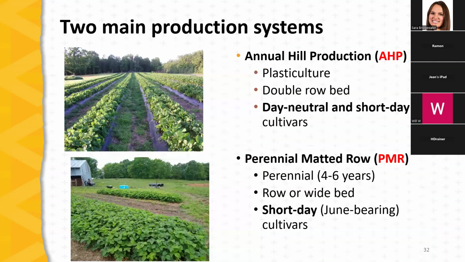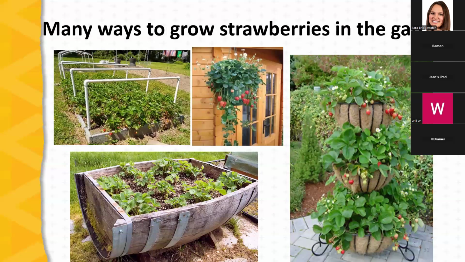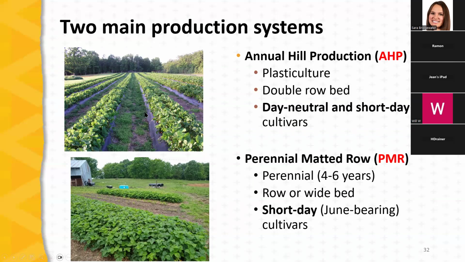The thing is, as I mentioned before, you can grow them at home, but we're going to talk about the most used type of product, that can be used at home as well as commercially. In general, there are two types. What we call the annual hill production system is a newer system that uses plastic culture.